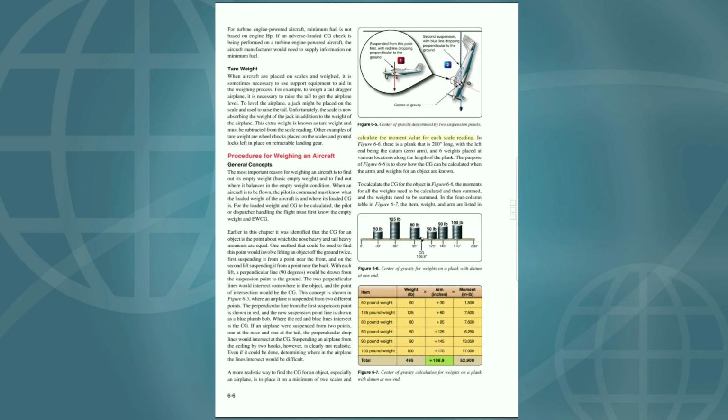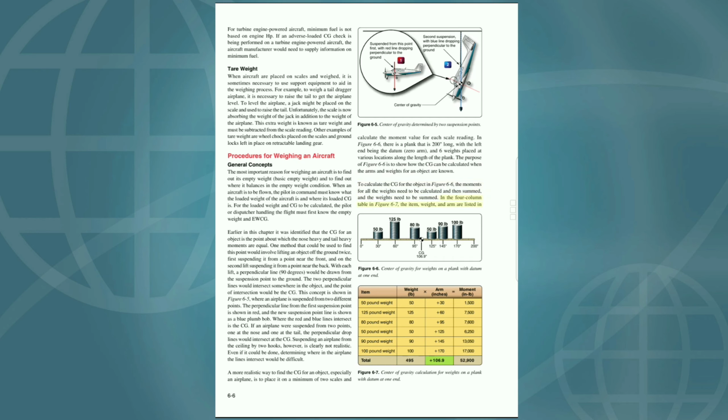Calculate the moment value for each scale reading. In figure 6-6, there is a plank that is 200 long, with the left end being the datum, 0 arm, and 6 weights placed at various locations along the length of the plank. The purpose of figure 6-6 is to show how the CG can be calculated when the arms and weights for an object are known. To calculate the CG for the object in figure 6-6, the moments for all the weights need to be calculated and then summed, and the weights need to be summed.